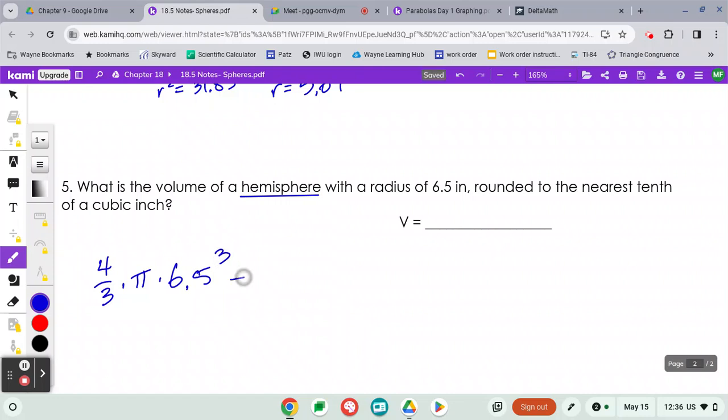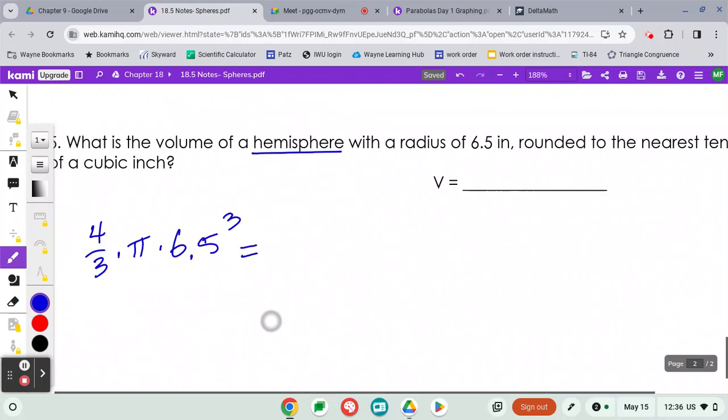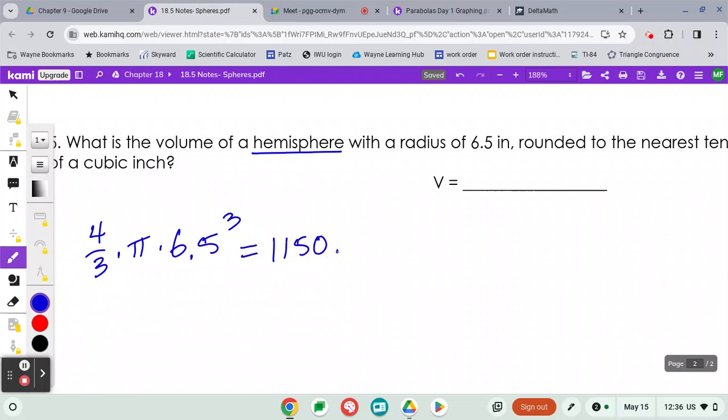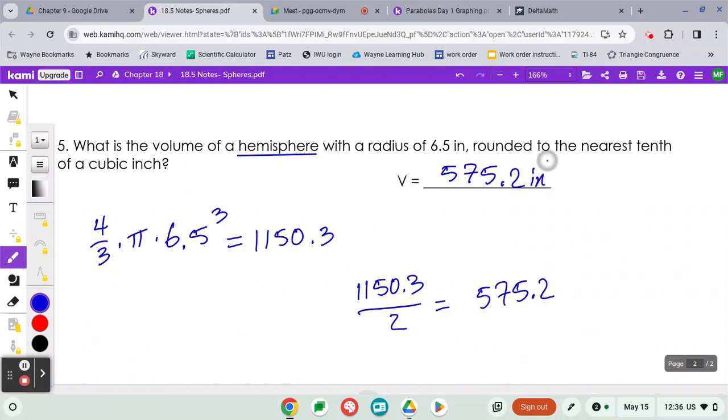All right, we do all that, and what do we get? 1,150.35. It says nearest tenth there, so we can just go 0.3. Okay, but we're not done. That would be our answer if it was the whole sphere, right? We want just a hemisphere. So what's my last step? Divide by 2. And what do we get? 575.15. And if we round to the nearest tenth, 575.2, and it was inches cubed.